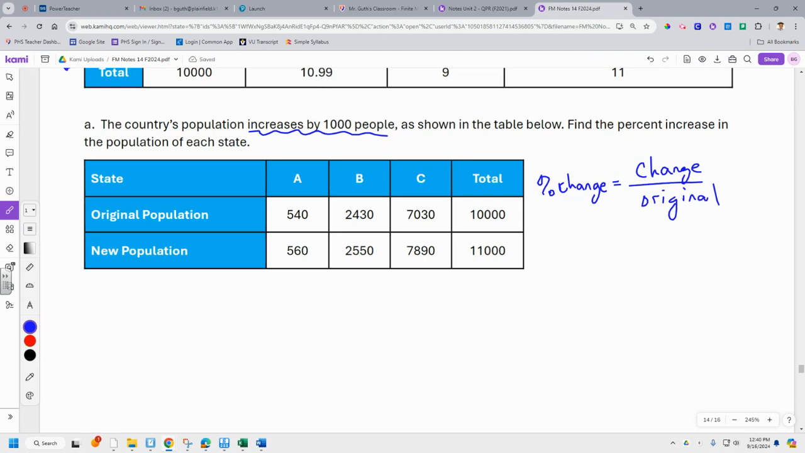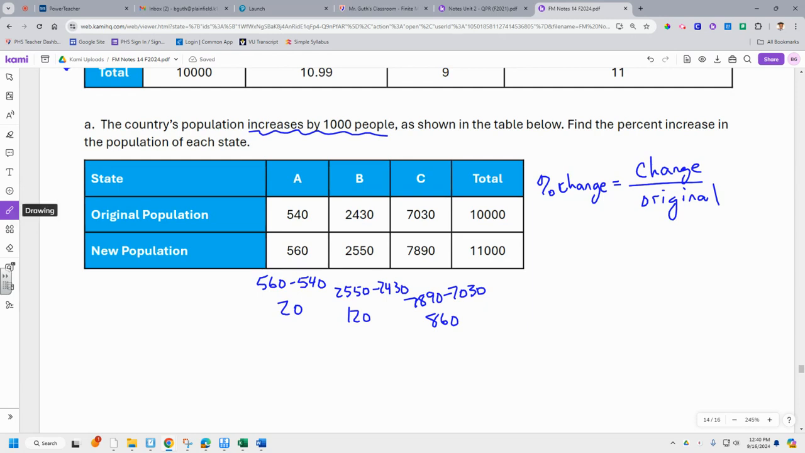So for A, it changes by 20. You didn't really need to show the work there, but the next one's a little bit harder. 2550 minus 2430. Do that subtraction problem, and that gives me 120. And then that third one, the change goes from 7030 to 7890. Actually, I said that backwards. But that change is a change of 860.